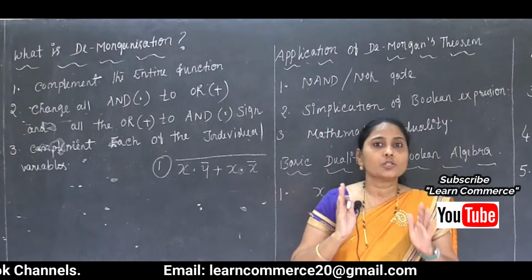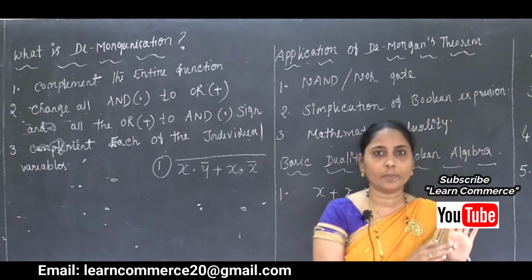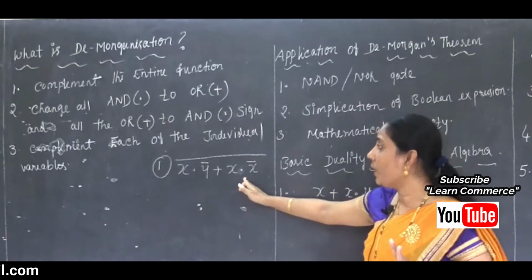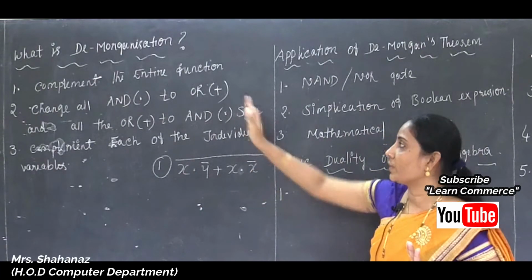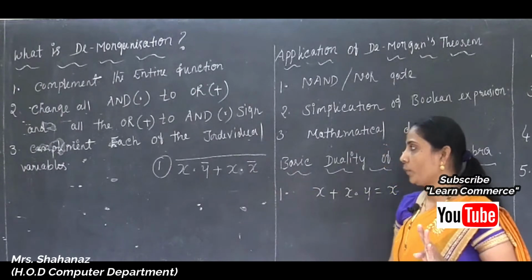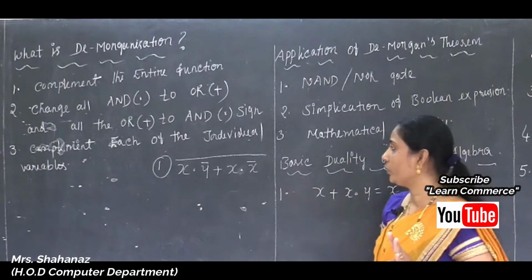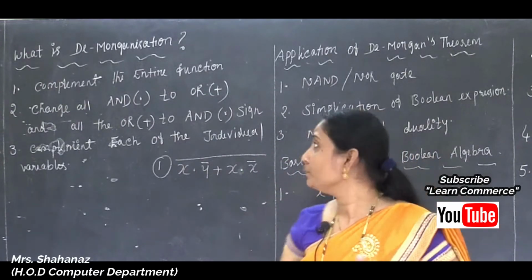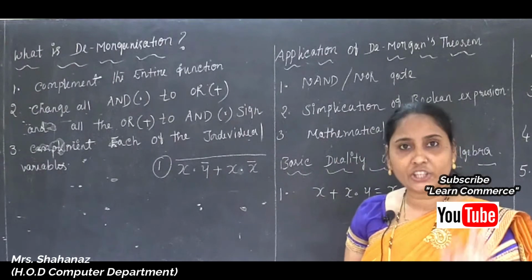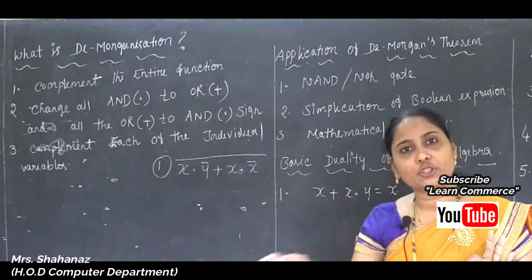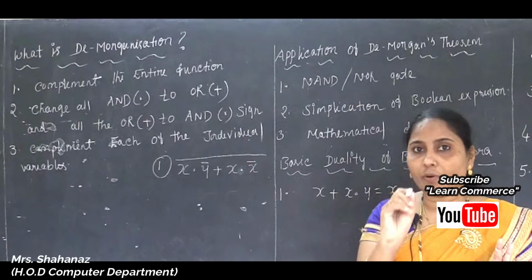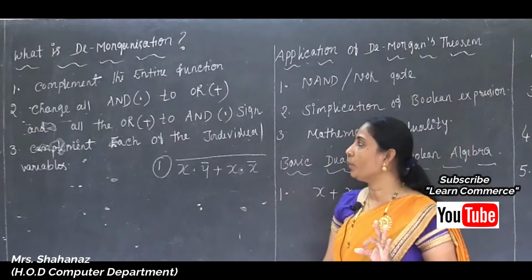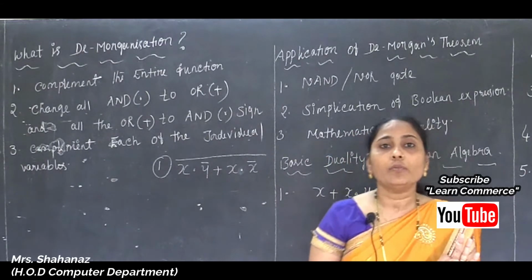Clear this point? What about the first point, complement the entire function? I already completed one simple example. So x and complement of y plus x and complement of x, that means the entire function complementation. Complement the entire function, and wherever the plus sign is, change it to the dot sign, and wherever the dot is, change it to the plus sign. And finally the third point, complement each of the individual variables.